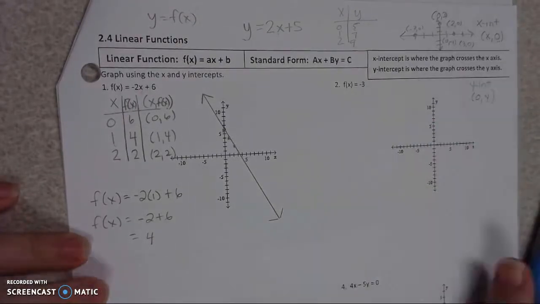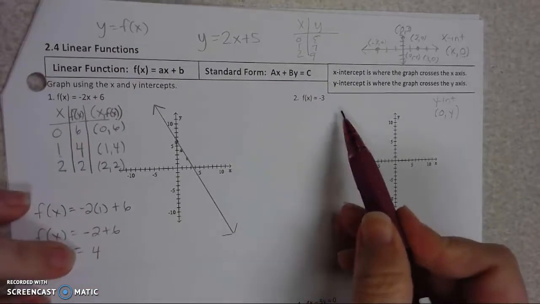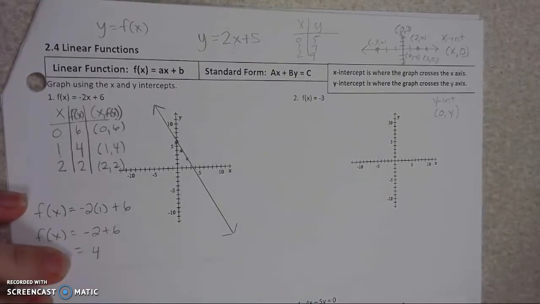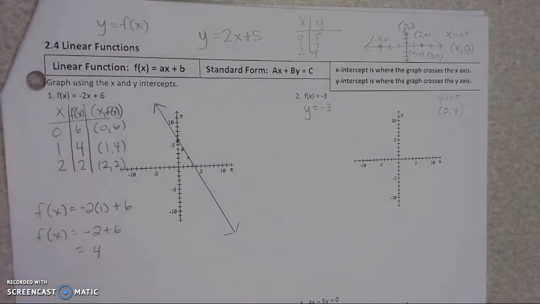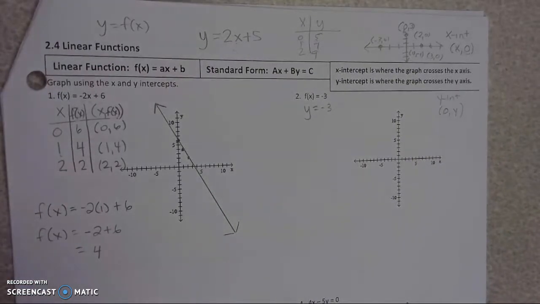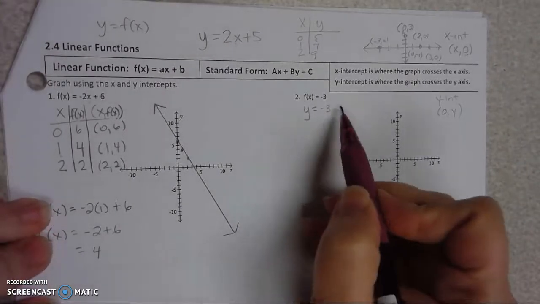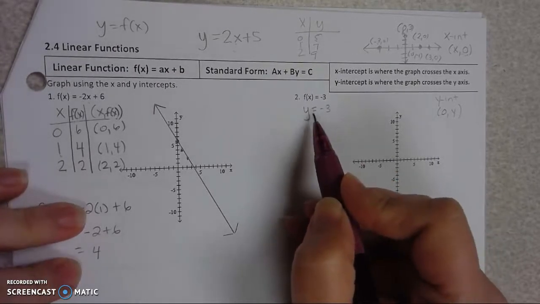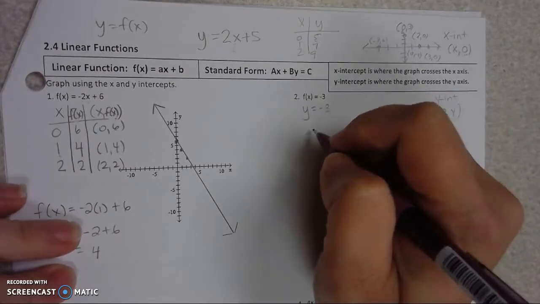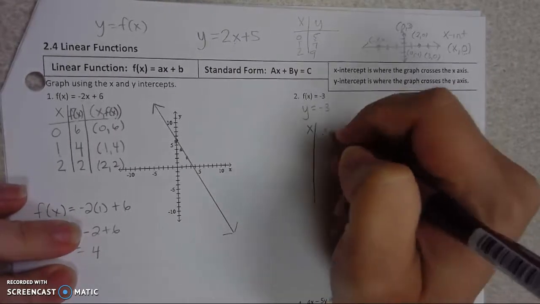Okay, let's look at the next one. This one is written as f of x equals negative 3, or we could also say y equals negative 3. Notice there is no x variable in there. If there's no x variable in my equation, I can't fill in a number for that variable. What this means is that no matter what value you pick for x, y is always going to be negative 3.